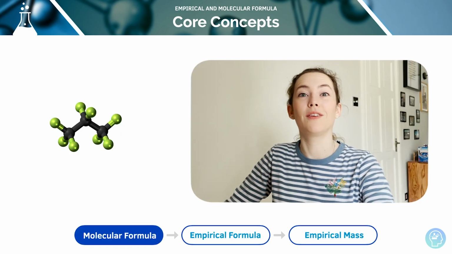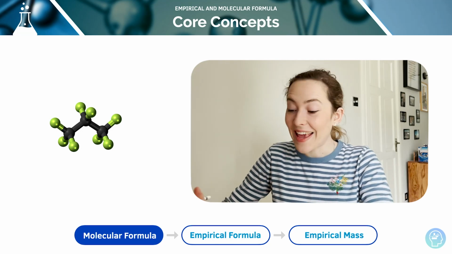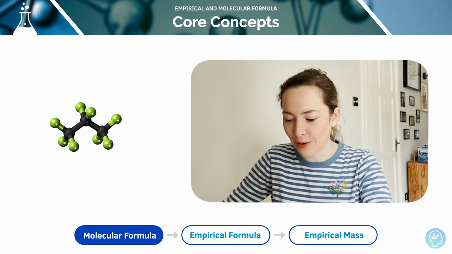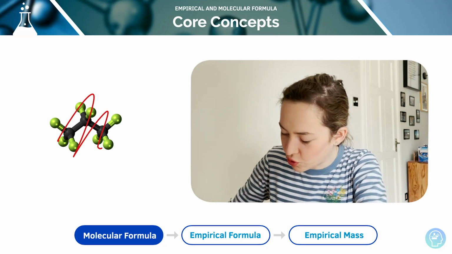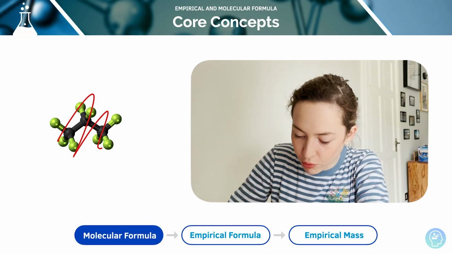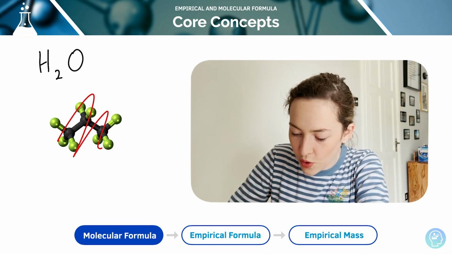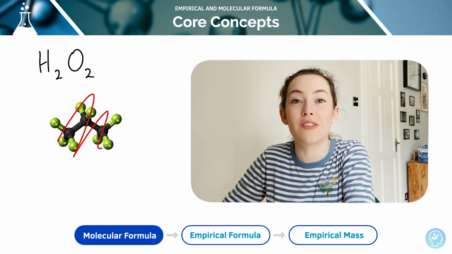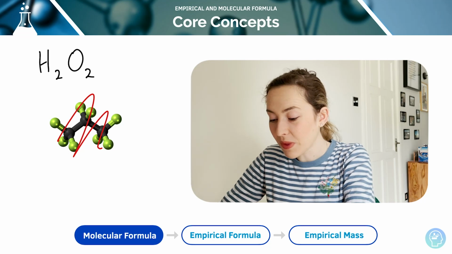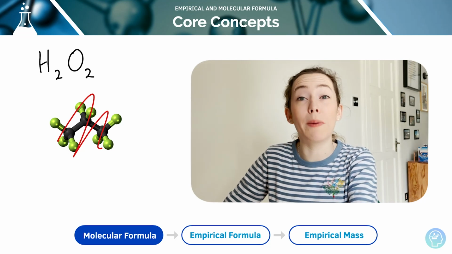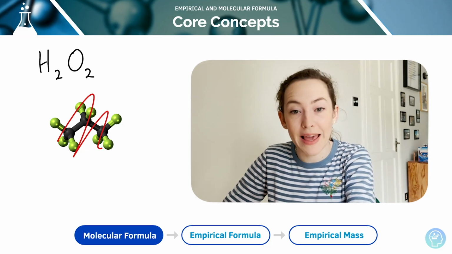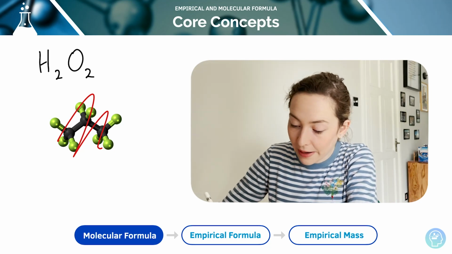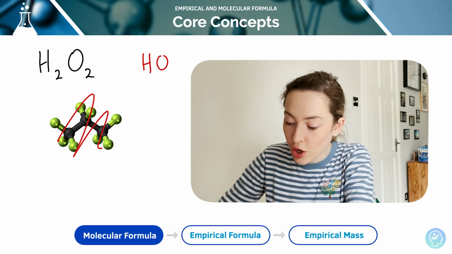The molecular formula, you will have come across this before. It is, of course, the actual number of atoms of each type of element in a compound. So if we have hydrogen peroxide, H2O2 is the molecular formula. It's telling me I've got 2 hydrogens and 2 oxygens in that molecular structure. And a certain number of what we call empirical units make up that molecular formula. So that's the molecular formula of hydrogen peroxide, whereas the empirical formula is HO.